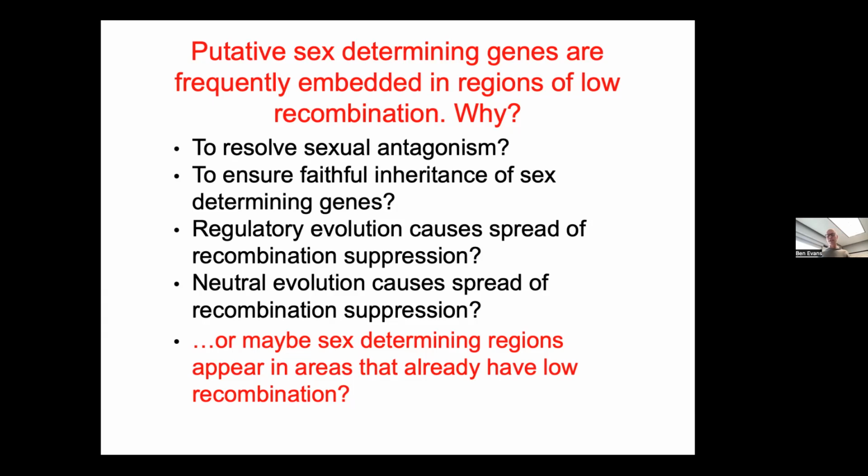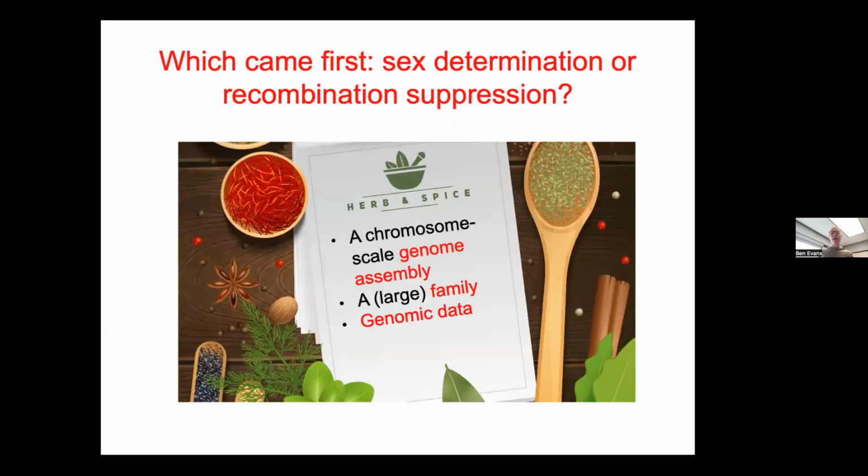And so this idea that there could be a chicken and egg situation here, that recombination suppression could come after a trigger for sex determination, or it could come before a trigger for sex determination arises, is, I think, an interesting one to explore. And it turns out that these frogs really allow us to do that very effectively. And so in order to explore this question, which came first, sex determination or recombination suppression, we need to first characterize the recombination landscape in the frogs that we're looking at.